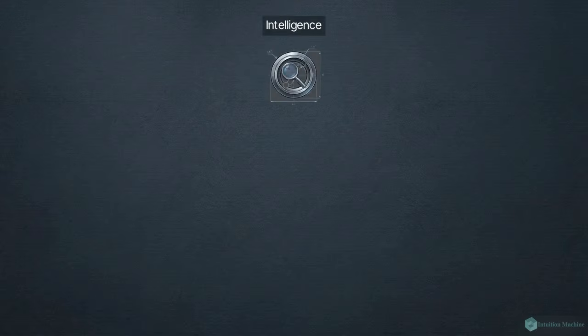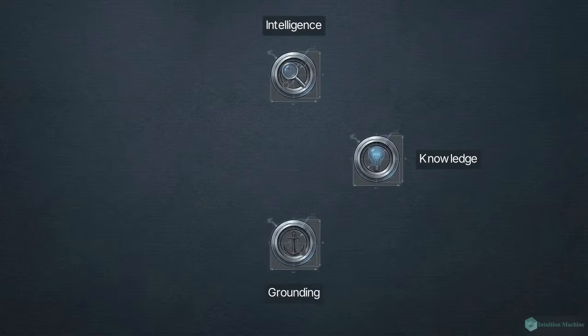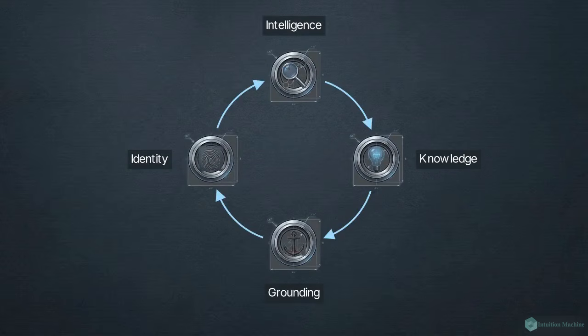This diagram shows the mind's operating system. It runs on 4 interconnected loops: intelligence to detect patterns, knowledge to learn, grounding to check reality, and identity to maintain a sense of who you are. They constantly feed into one another. Beneath that system sit 3 bedrock foundations.